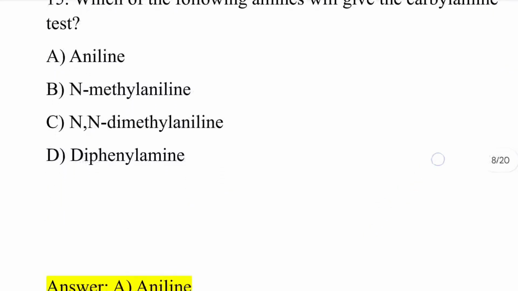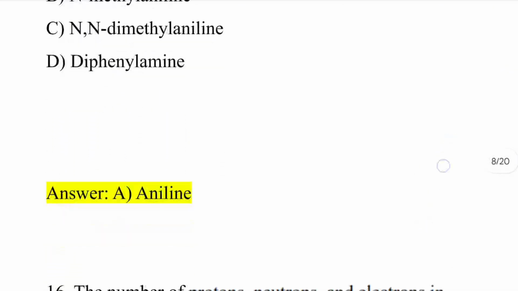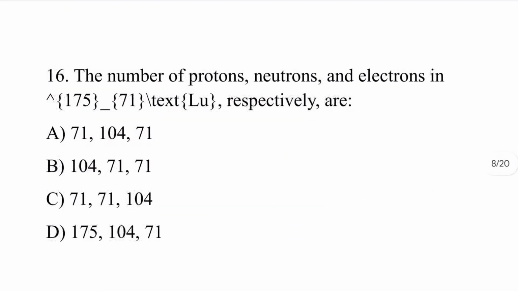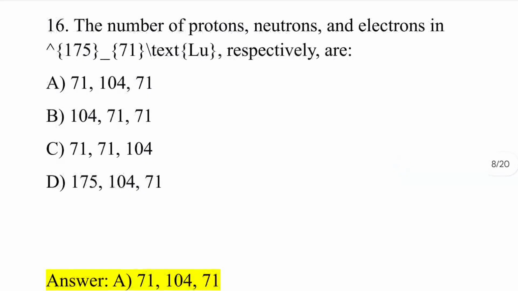The correct answer is option A, aniline. Next, 16th question. The number of protons, neutrons and electrons respectively are: option A, 71, 104, 71; option B, 104, 71, 71; option C, 71, 71, 104; option D, 175, 104, 71. The correct answer is option A, 71, 104, 71.